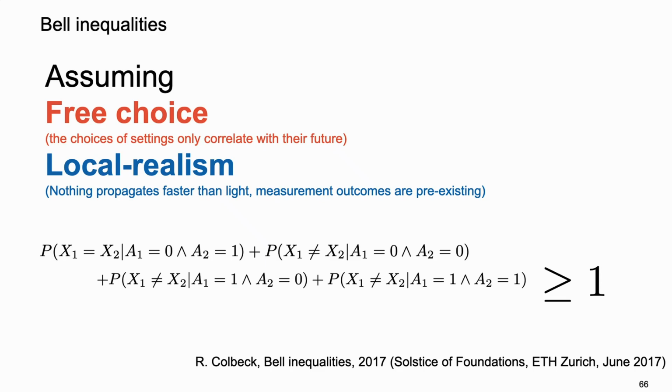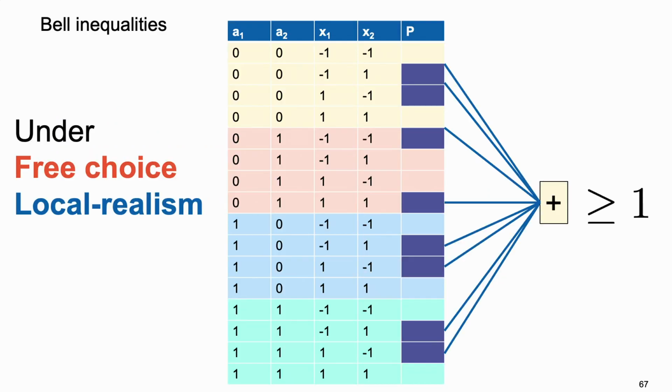So I just threw the formula at you like that, which applies under two assumptions. Free choice, same as I explained earlier. Your choice of settings can only be correlated to stuff in the future, not the past and the present. And local realism is the idea that nothing propagates faster than light, and measurement outcomes are pre-existing. The two are tied, actually. In the original paper, there is an argument that this kind of implies that with free choice. Anyway, I don't want you to be scared of that formula, so I have a better way of explaining that.